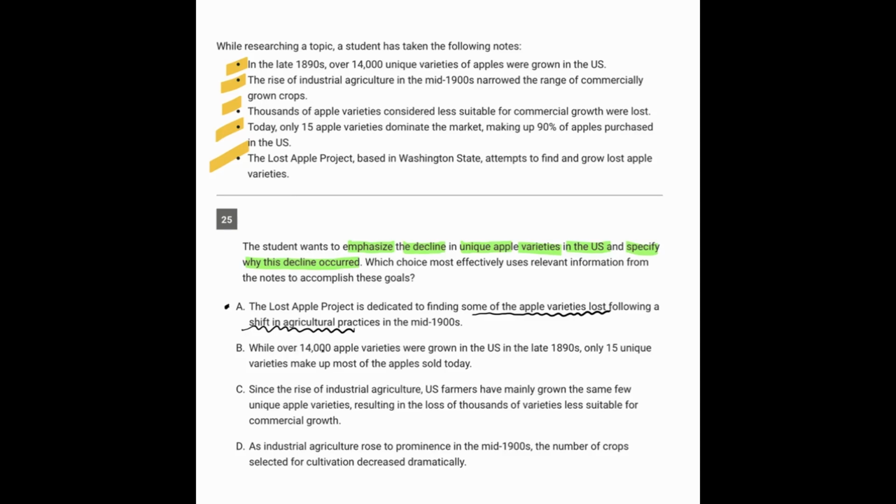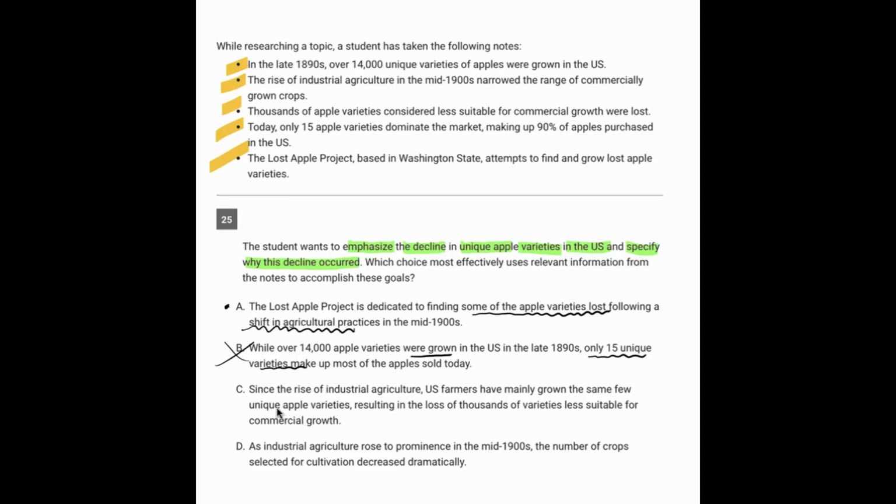B, while over 14,000 apple varieties were grown in the US, so here they were grown, not that they declined. Only 15 unique varieties make up most of the apples sold today. That is an emphasis on the decline. But do we see why they declined? No. Nothing like that in answer choice B, so we can get rid of it.